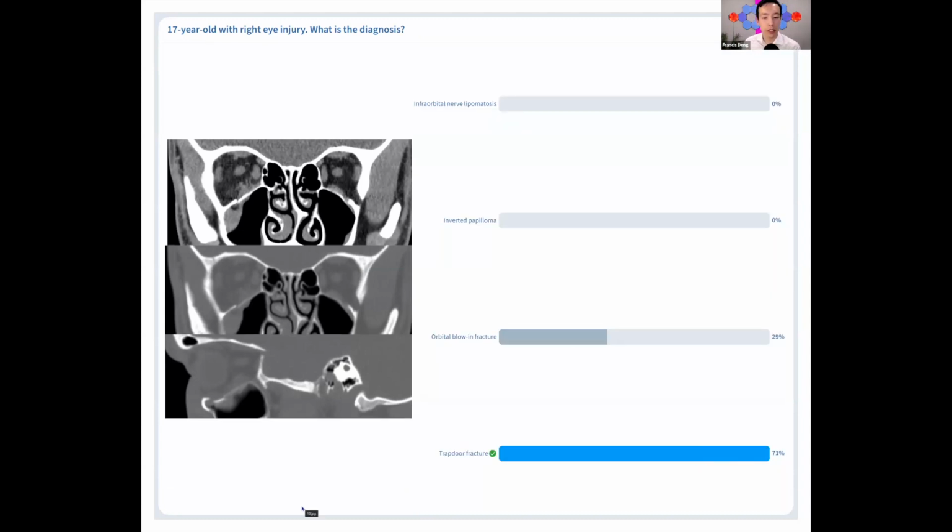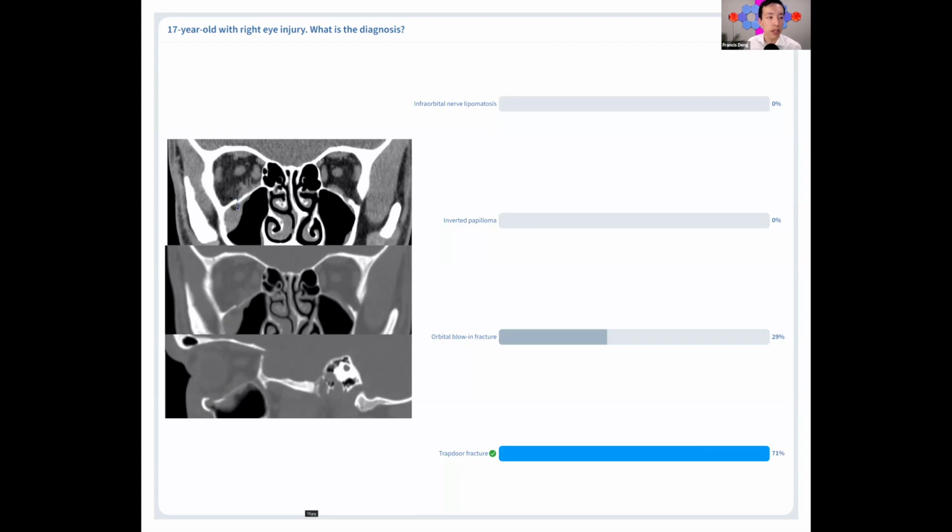The majority of you got the correct answer, which is trapdoor fracture. So the imaging findings are there's a non-displaced fracture of the orbital floor. You can see it minimally displaced on the sagittal image, and the coronal images that I showed were at a location that was minimally displaced. But below this minimally displaced orbital floor fracture, there is fat density, which is orbital fat that has gone through that fracture defect.